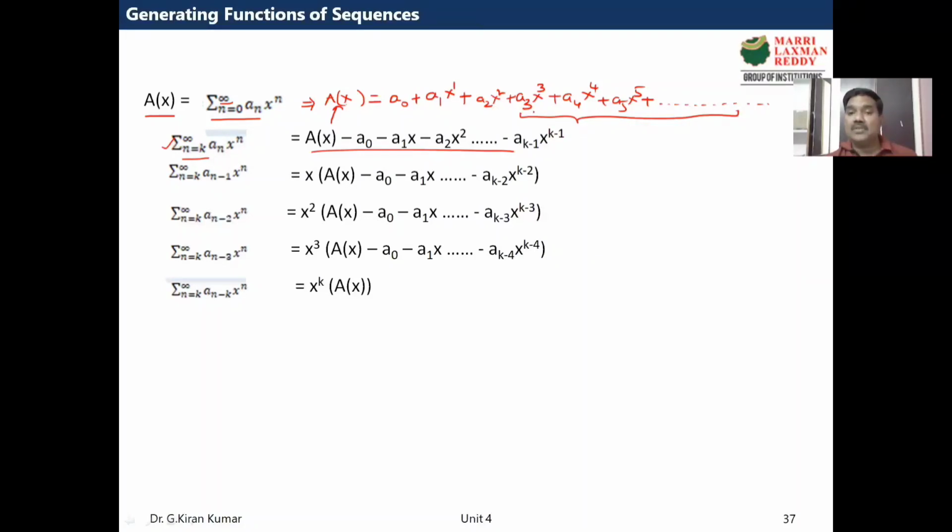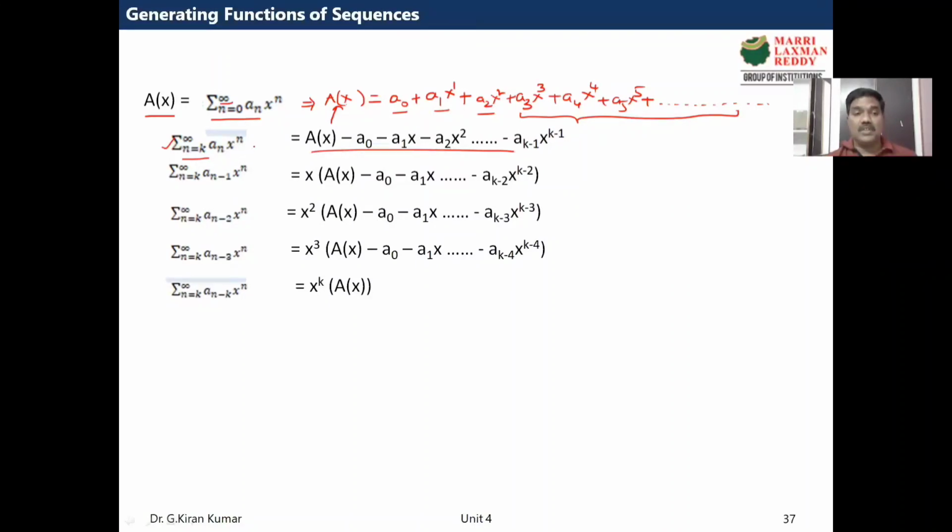Let us say for example k is 3. Then I want the sum n equal to 3 to infinity a n x power n, where obviously the sum starts from here. This is equal to A of x, and you deduct the first three terms. So A of x minus a naught minus a1 x minus a2 x square, and so on, minus a k minus 1 x power k minus 1. Why? If k is 3, I want the sum of the terms from here to the end, so I need to remove from A of x the terms up to k minus 1. Therefore this formula.